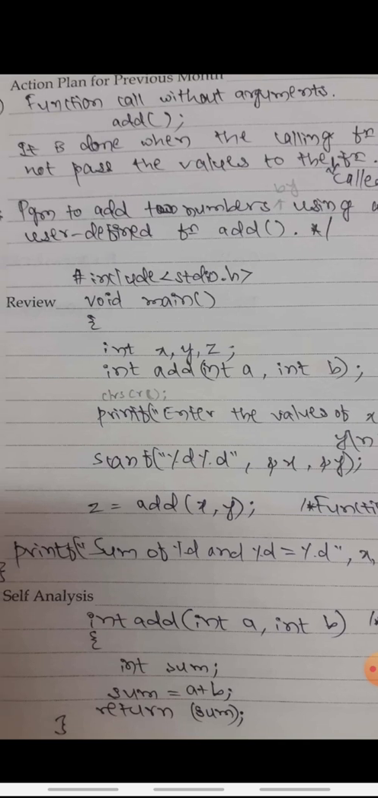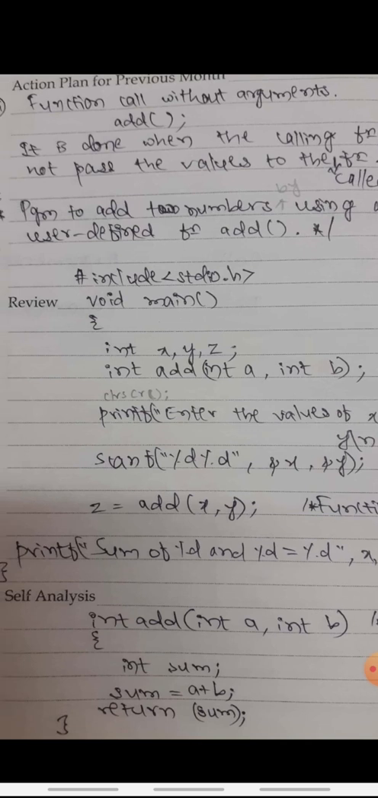That definition part is this one, int add(int a, int b). This is a function definition. Open the body of the function. This is written by the user, that is int sum. So he wanted to use a local variable, so he declared one local variable sum, and sum is equal to a plus b.